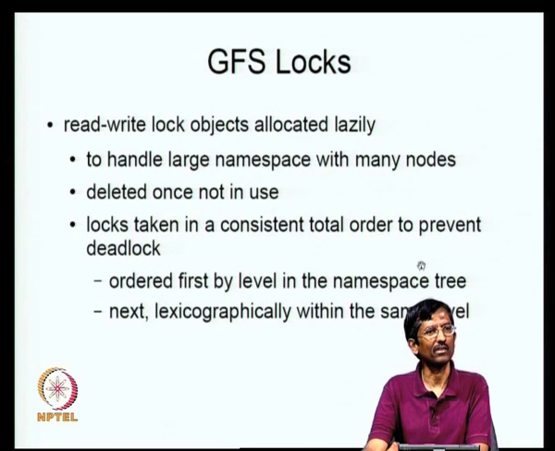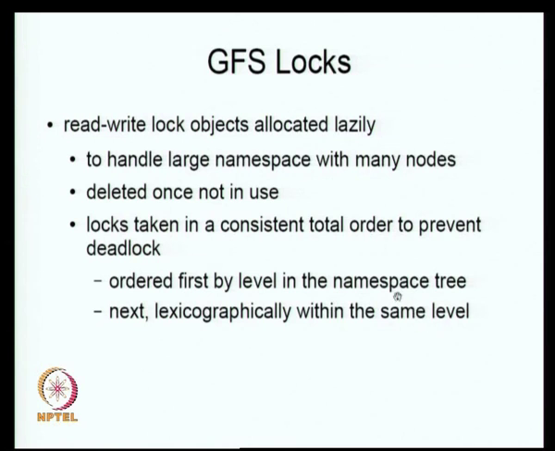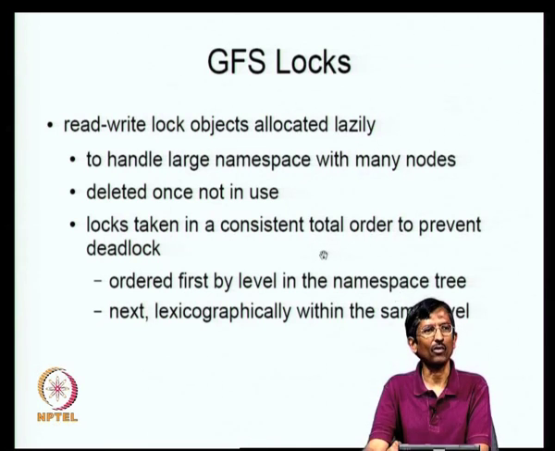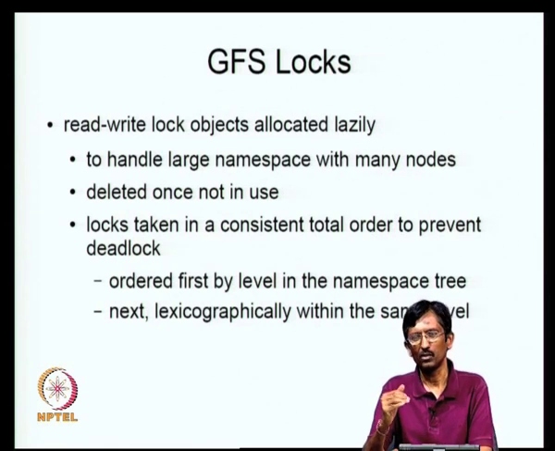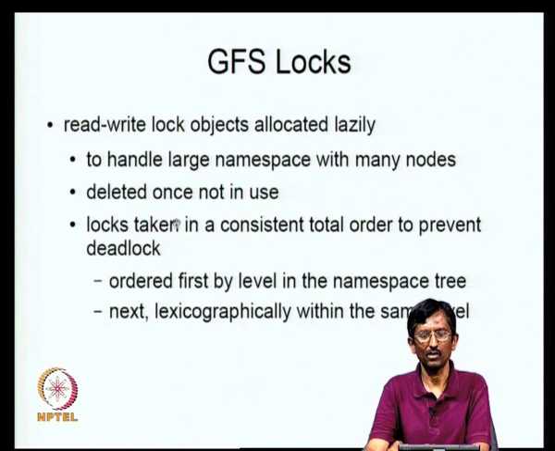Again, locks are always taken in a consistent total order to prevent deadlock. This is basically the standard attempt at two-phase locking kind of models. Ordered first by level in the namespace tree, next lexicographically within the same level. Basically, if there are multiple people walking up and down the directory namespace, you always have to take locks in the same order. You start from the top, go to the next one, etc., rather than some going up and some going down. If you do that, you get into deadlock situations.